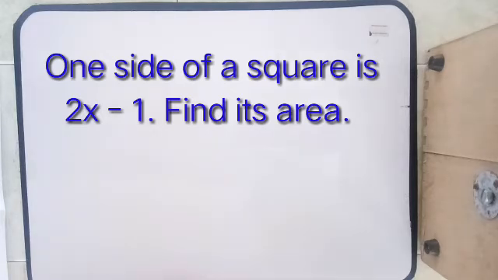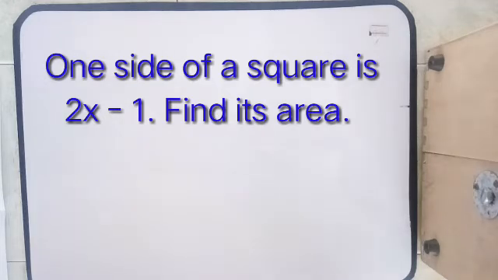On to our last part of this discussion, we are going to discuss the application of special products in real-life situations. Usually, when we are dealing with problem solving, it is applied in geometrical problems and number problems. Let us take this example in number 1. One side of a square is 2x minus 1. Find its area.